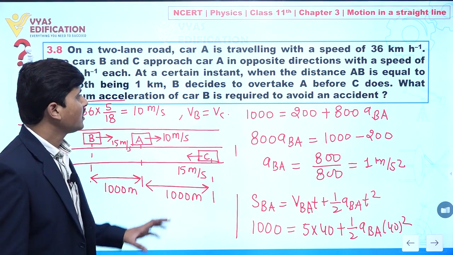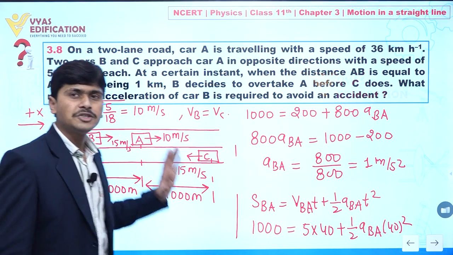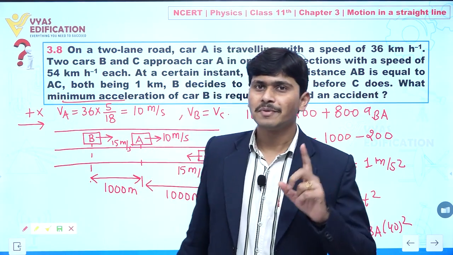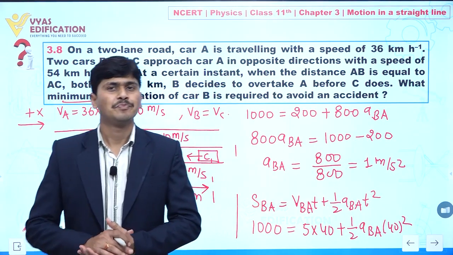So in this question, if we want to avoid accident, then the acceleration of car B should be greater than 1 meter per second square. Clear to everyone? So the correct answer we have is 1 meter per second square.